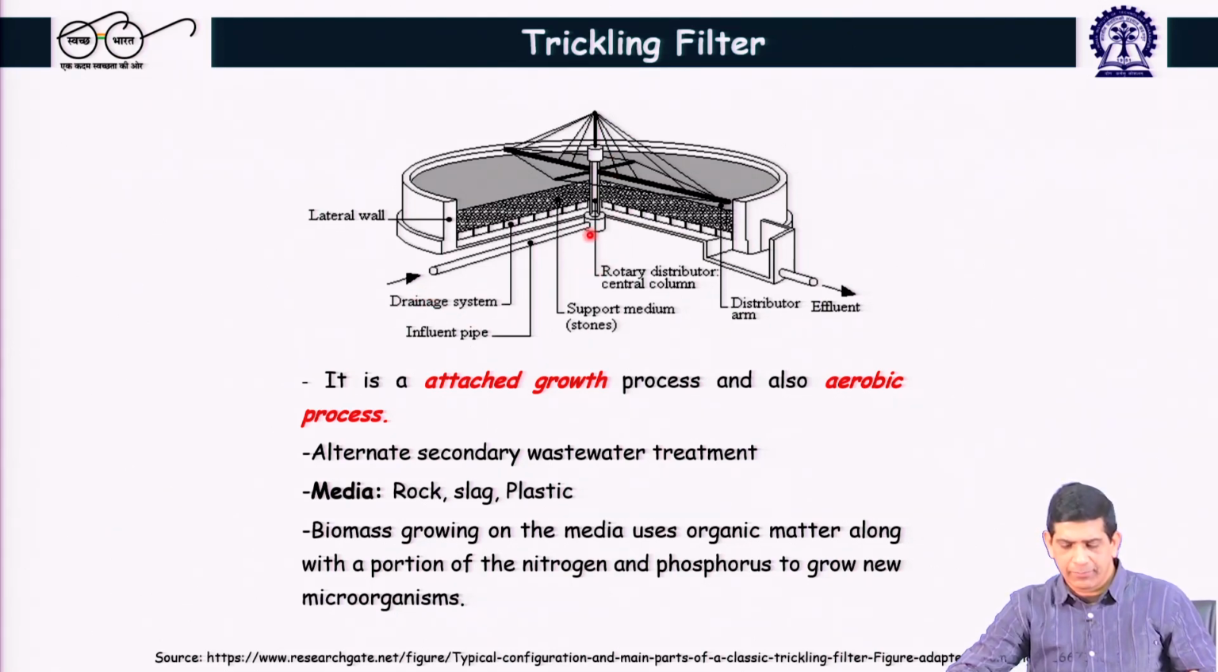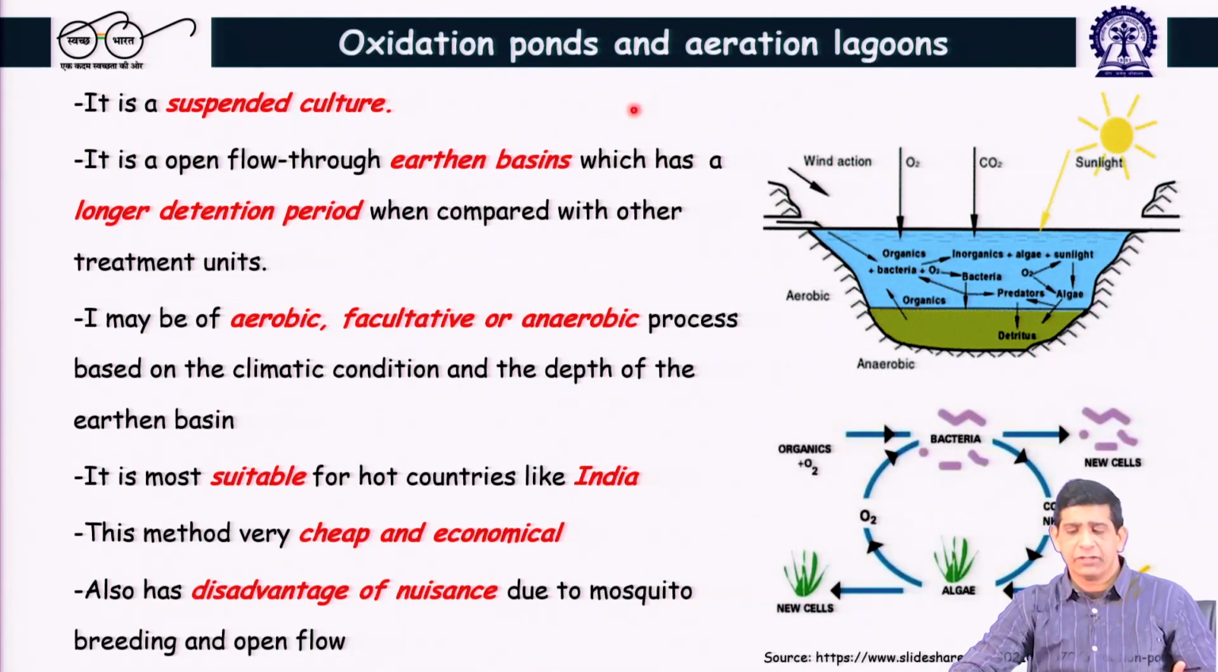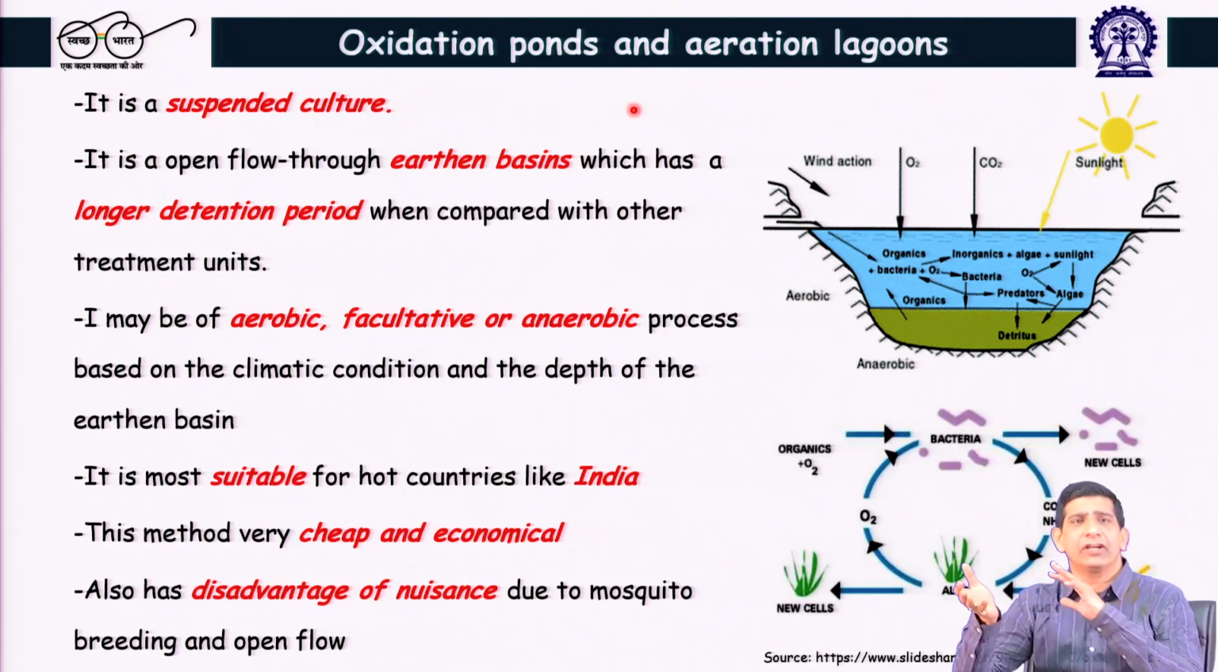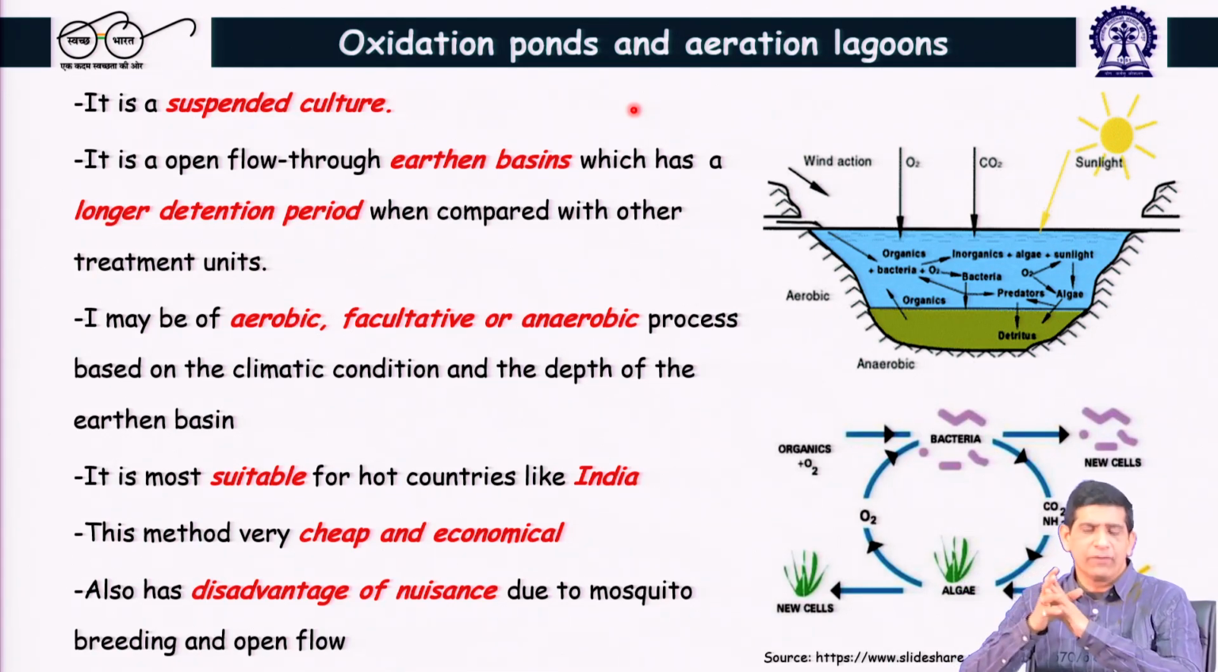So you have this inlet coming into the system, then it gets trickled around, and finally the effluent comes out. Then we have oxidation ponds and aeration lagoons. It's a suspended culture with open flow, and we do have an oxidation pond here on campus as well for our sewage treatment plant. You will have an open flow earthen basin which has a longer detention period. Usually as part of secondary treatment, after the activated sludge process or trickling filter, we just let the effluent sit in the oxidation pond, which has a longer detention period compared to other treatment units.